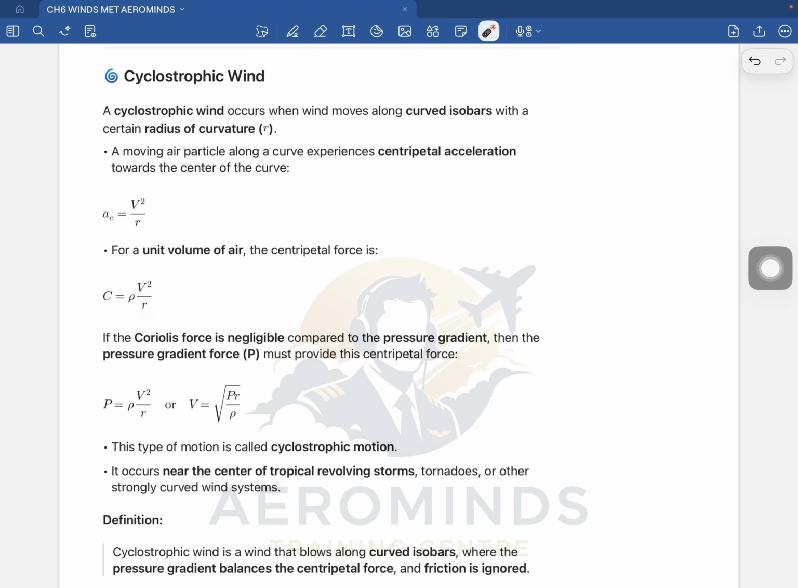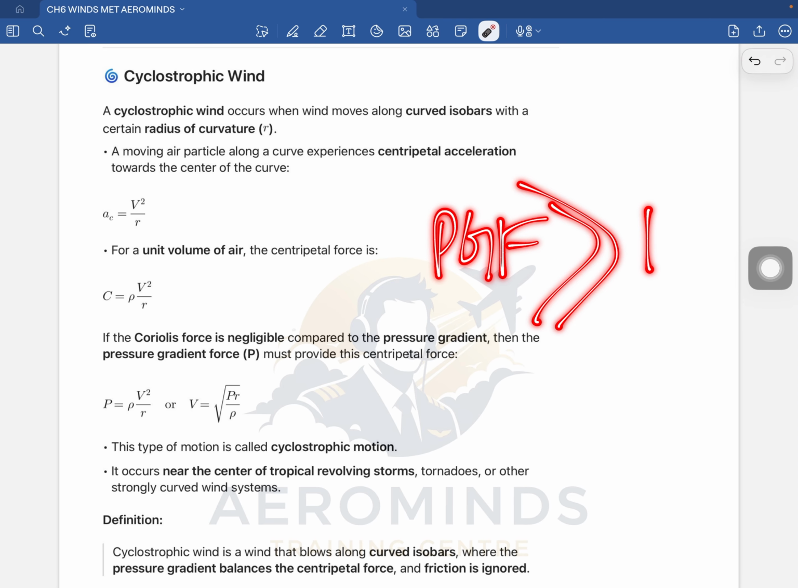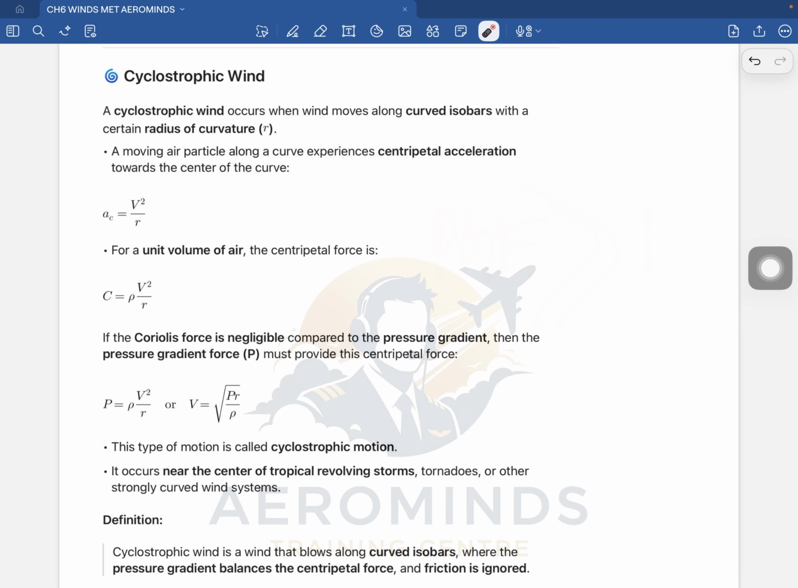Got it? Now here comes the key idea of the cyclostrophic wind. In some situations, especially very close to the center of small intense systems like a tropical cyclone, or a tornado, the Coriolis force becomes very small compared to the pressure gradient force. Why does this happen? Because these systems are very small in size.